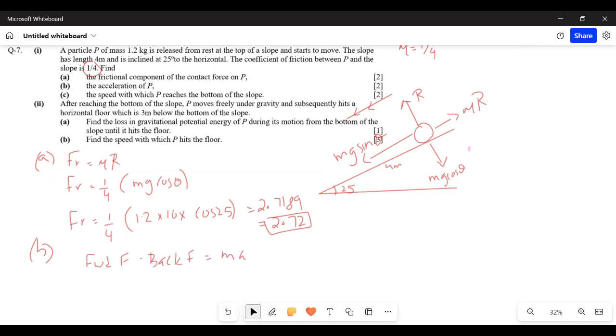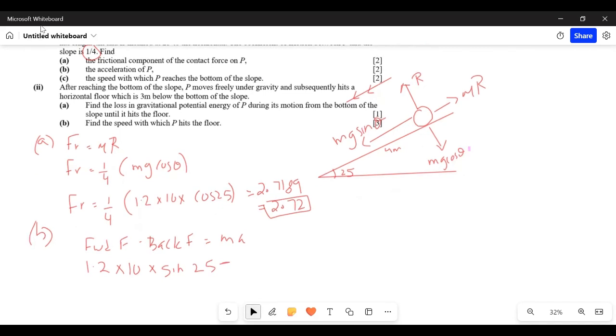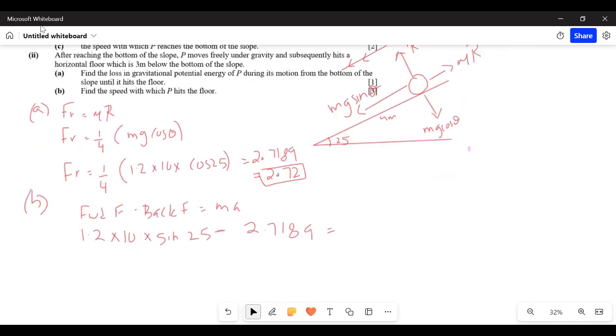फॉरवर्ड फोर्स is mg sin θ, so 1.2 into 10 into sin 25 minus backward force. We've already calculated the frictional force, which is 2.7189, is equals to mass 1.2 into acceleration, which gives 1.96 meters per second square.